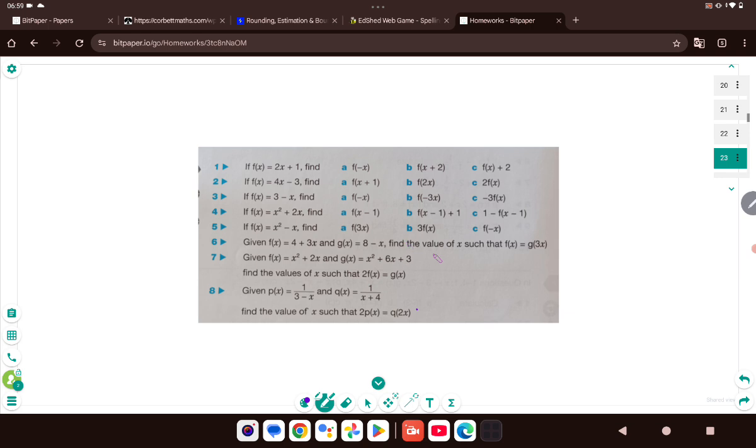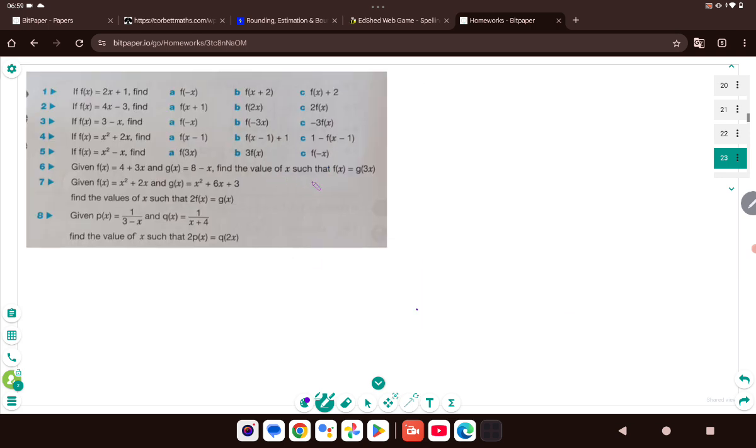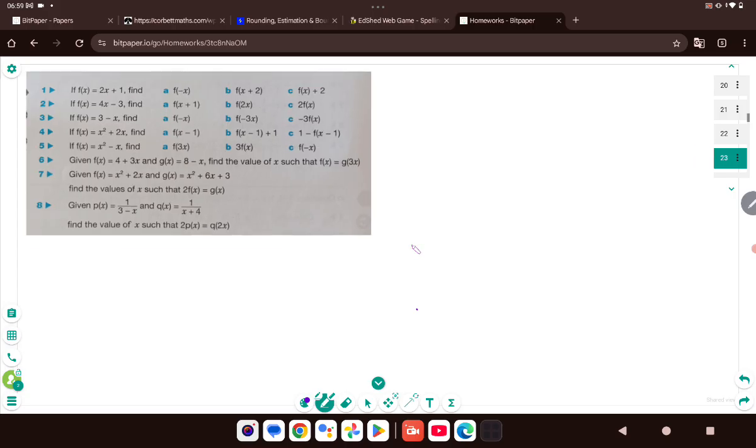Some of these questions here are quite difficult. Have a go at them, put me on pause, unpause maybe after answering each full question. Okay, question 1. We've got our f of x is equal to 2x plus 1, f of minus x. Let's replace the x for negative x. 2 times negative x is negative 2x plus 1.